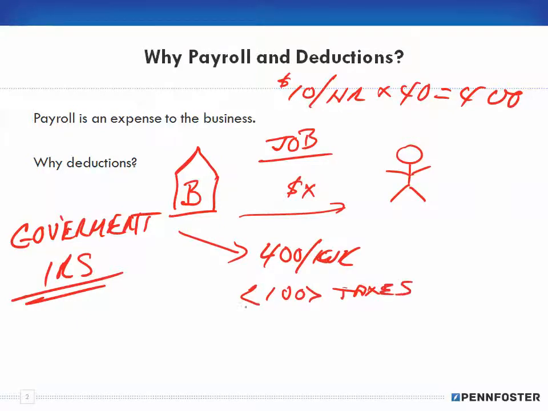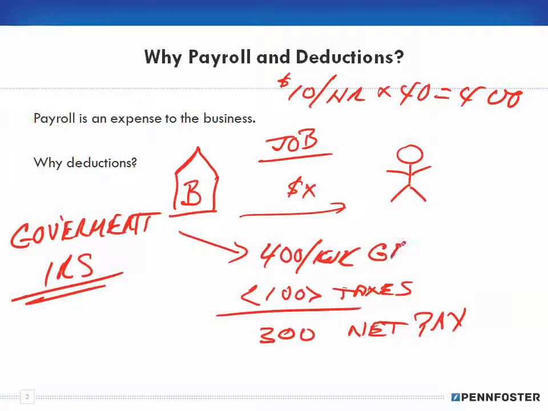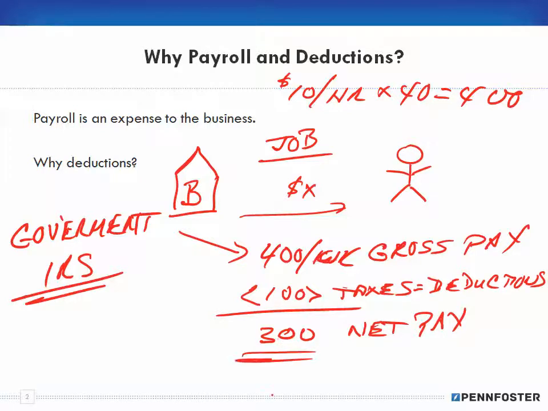Okay. So the business is going to hold back the $100, and they're only going to give you the $300 in your paycheck. That's called your net pay. Right? So your $400 now becomes your gross pay. Your taxes, or anything else that's withheld, are called deductions. And then you're given your net pay. Right? So the $100 that the business is now holding, right?